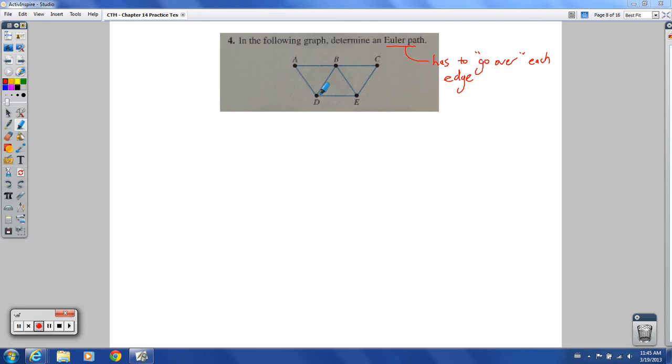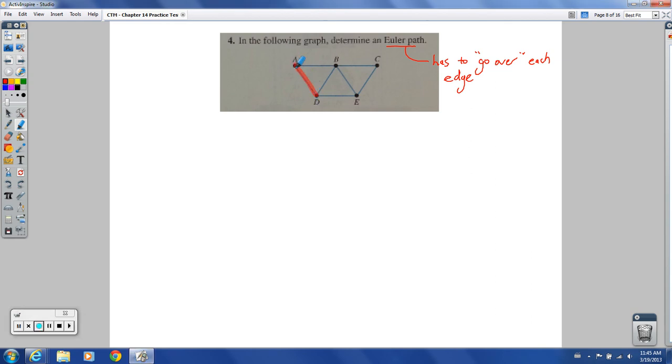Something we need to remember from before is that you have to start and end at an odd vertex if any odd vertices exist. This one's even because it has 2. This one's even because it has 1, 2, 3, 4 edges coming out of it. This one's even as well. This one's odd, and so is this one. So I have to start and end at either D or E.